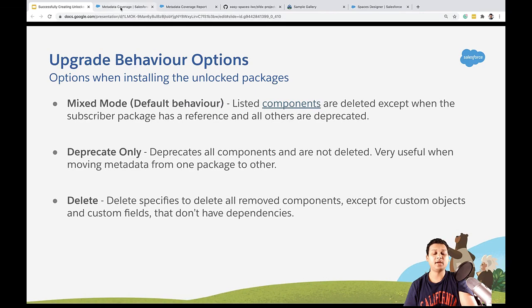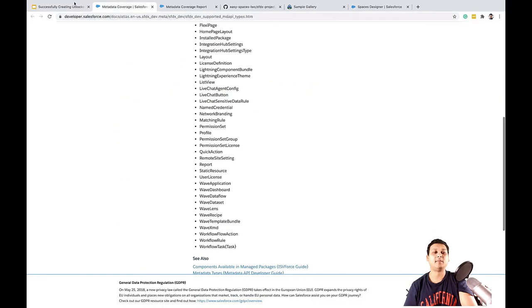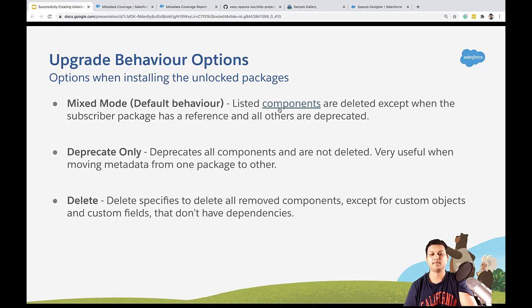And the remaining metadata, apart from these metadata, are marked deprecated. So they will still exist in the org, but they will be marked deprecated. Now, the second behavior that you can configure is deprecate only. That means none of the components will be deleted when the packages are upgraded.